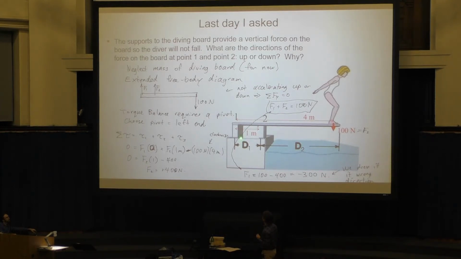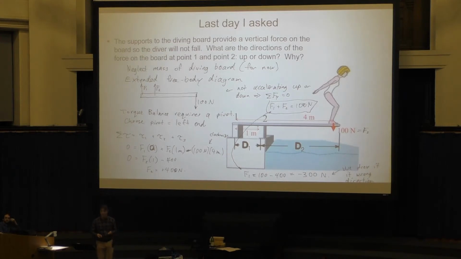No, 400. F2 is 400 newtons upwards, and then you've got a F1 downwards of 300 newtons, and it balances out to 100. I said it right, I think.